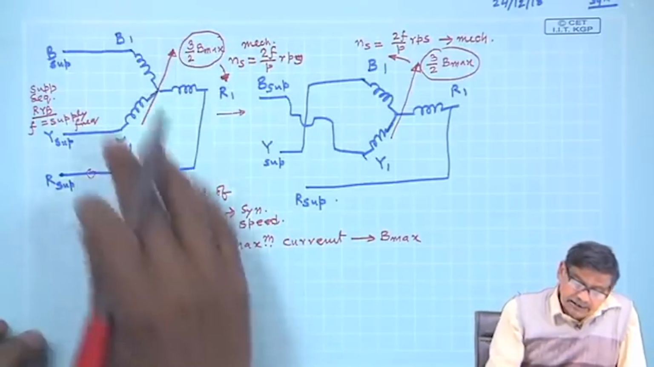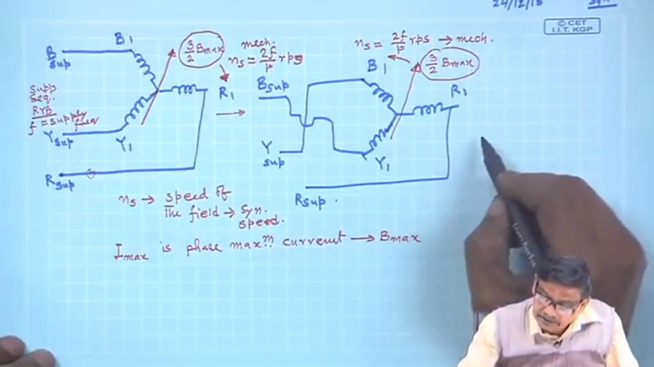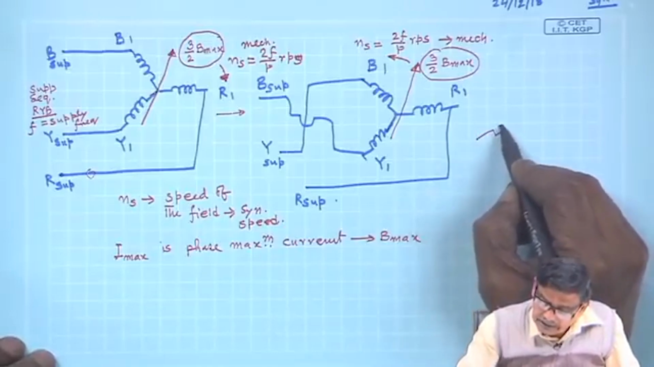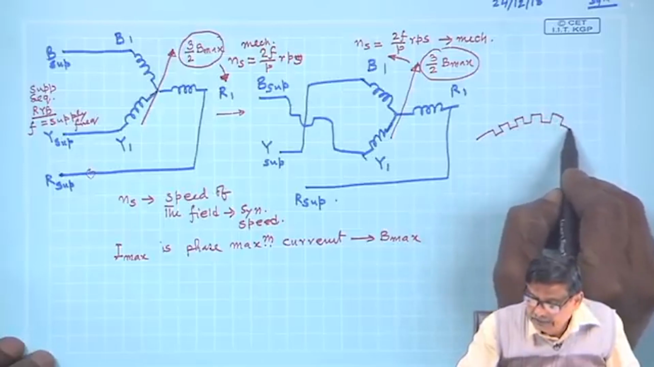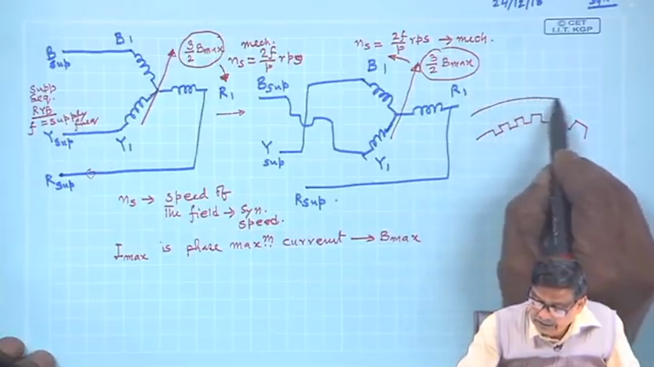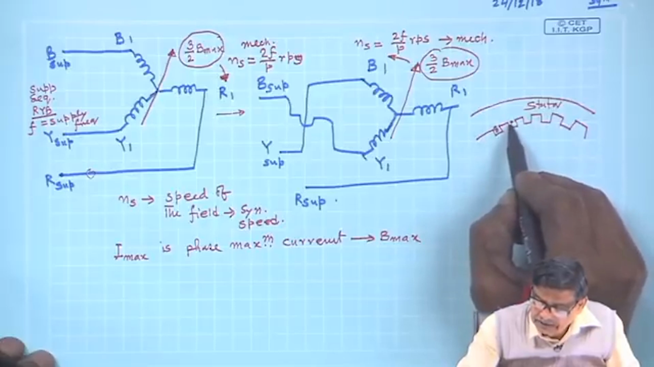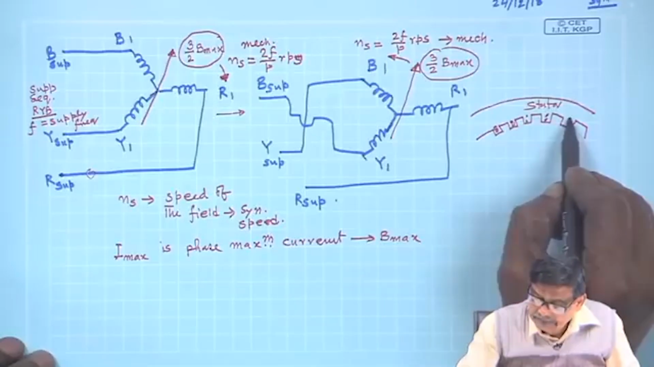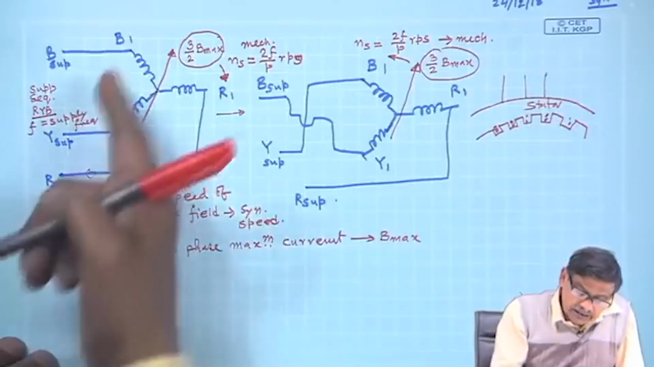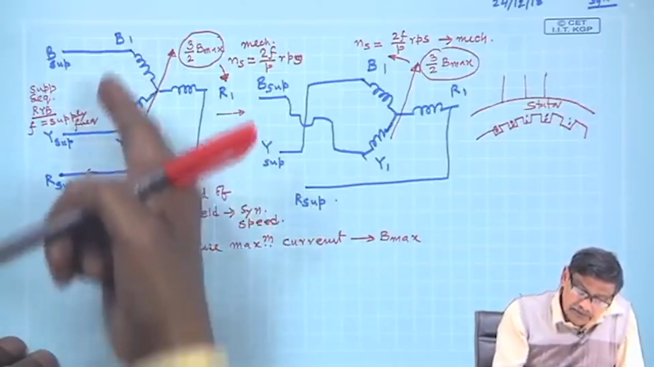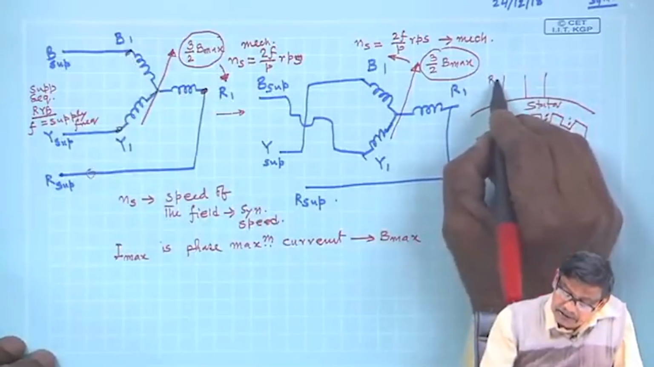Now, imagine that this winding is lying on a stator structure like this. There were slots. I am drawing symbolically. It is like this, and this is stator iron. This is stator, and it houses 3 phase balanced winding like this, and from these 3 terminals come out, that we are calling R1, Y1, B1 machine terminals, and to which I have connected this supply.